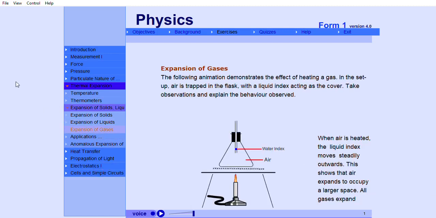Expansion of gases. The following animation demonstrates the effect of heating a gas. In the setup, air is trapped in the flask with a liquid index acting as the cover. Take observations and explain the behavior observed. When air is heated, the liquid index moves steadily outwards. This shows that the air expands to occupy a larger space. All gases expand when heated.